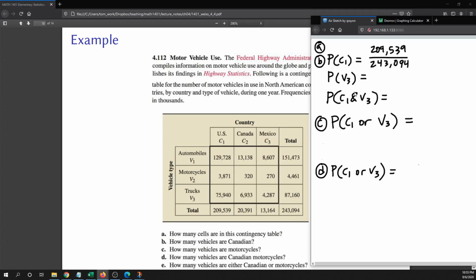The probability of V3, that a randomly selected North American vehicle is a truck. So we would have to figure out how many trucks there are, right? That's given over here in this marginal area. So we know there's 87,160 trucks. And then we would divide by the number of vehicles in our sample space. So that would be the probability for a truck.